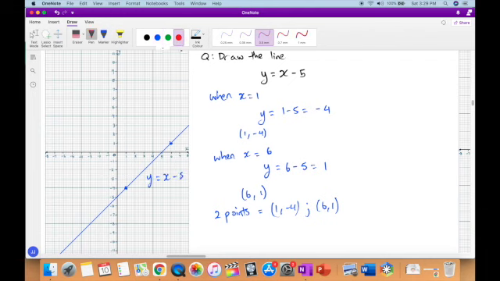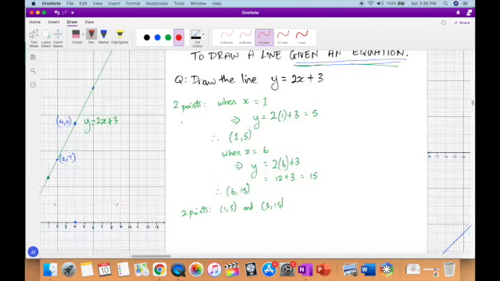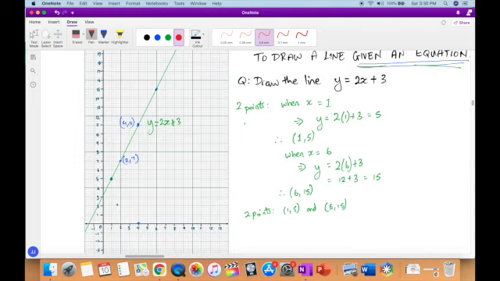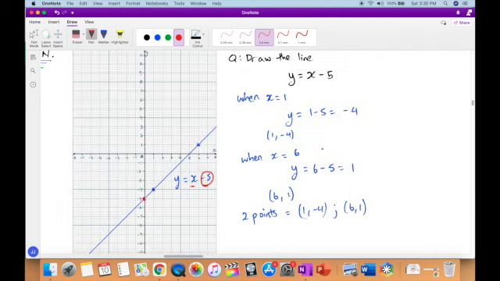I want you to notice something. We have the x, and then we have the number -5. And that -5 is where the line cuts the y-axis. You can see the line cuts the y-axis at -5. I want you to notice it here too. Over here we have +3, and the line cuts the y-axis at +3. So you want to make a little mental note of those things.